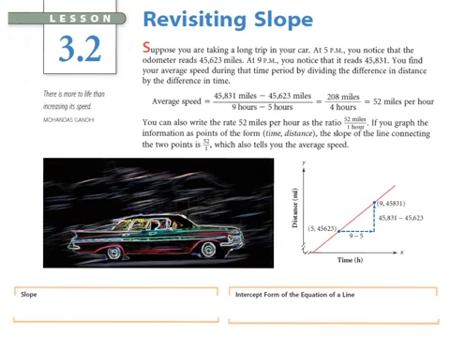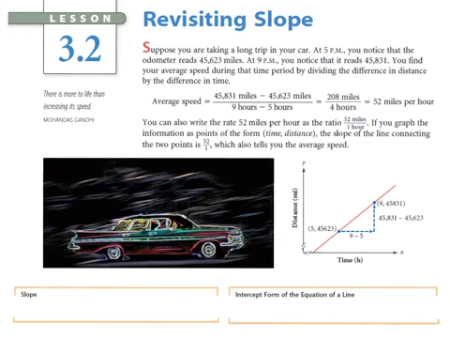look at our information, 5 p.m. with our odometer reading as an XY coordinate, and our second piece of information, at 9 p.m. with our odometer reading as our second XY coordinate. And we can use those values to find our slope. And in this case, as we're shown, our slope is our average speed, and it is 52 miles per hour.